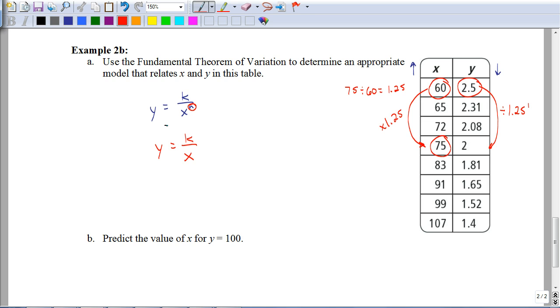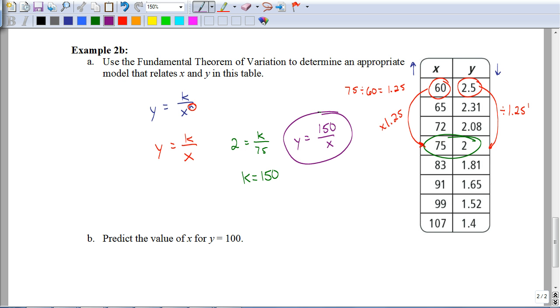Now I get to pick any pair of numbers I want to figure out what k is. It doesn't matter which pair of numbers I use, so let's say I use 75 and 2. I'm going to put 2 in for y, so it's going to be 2 equals k divided by my x, which is 75. Multiply both sides by 75 gives me k equals 150. So to find the equation, it's going to be y equals 150 divided by x.